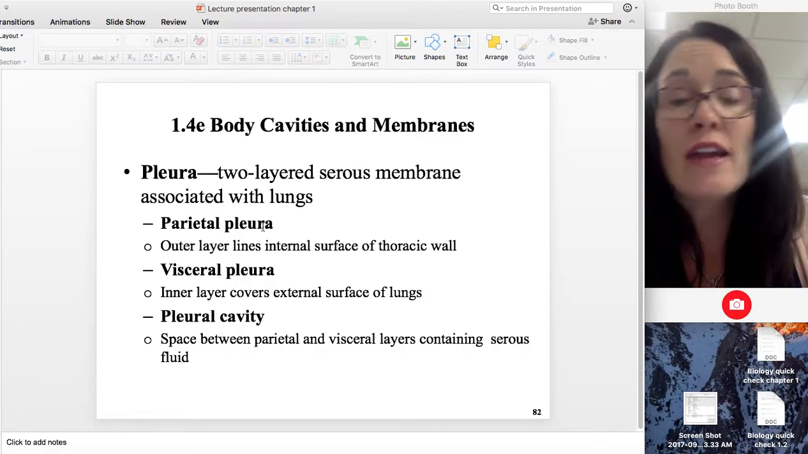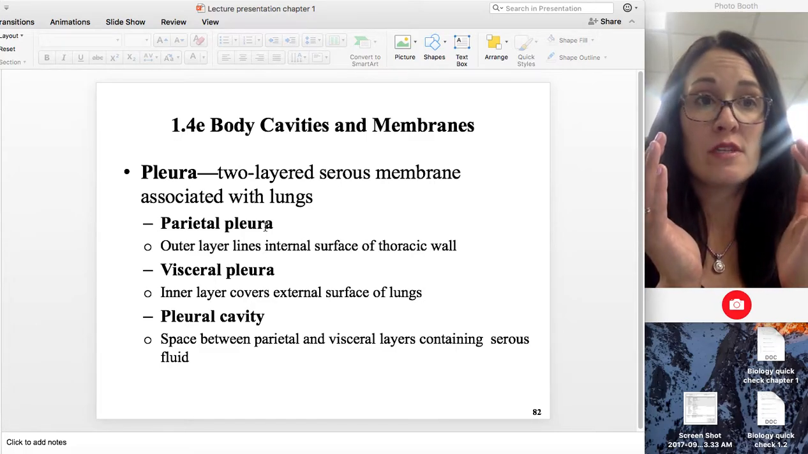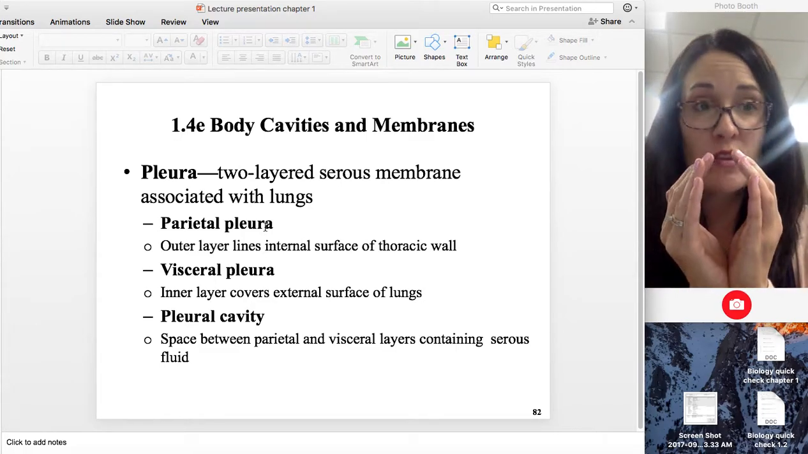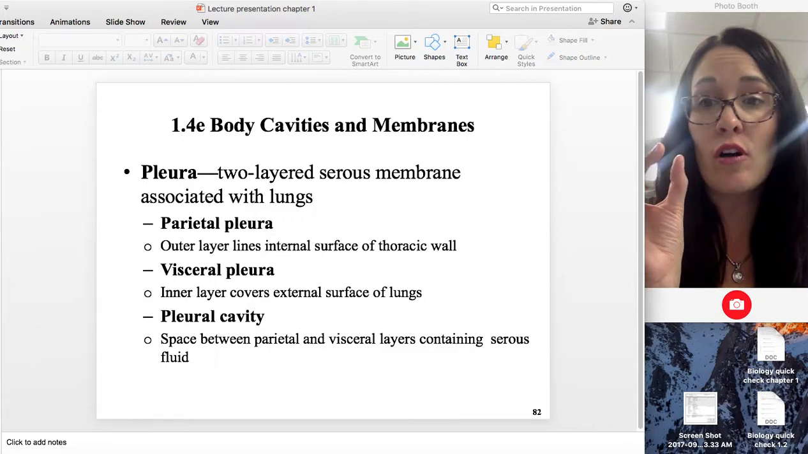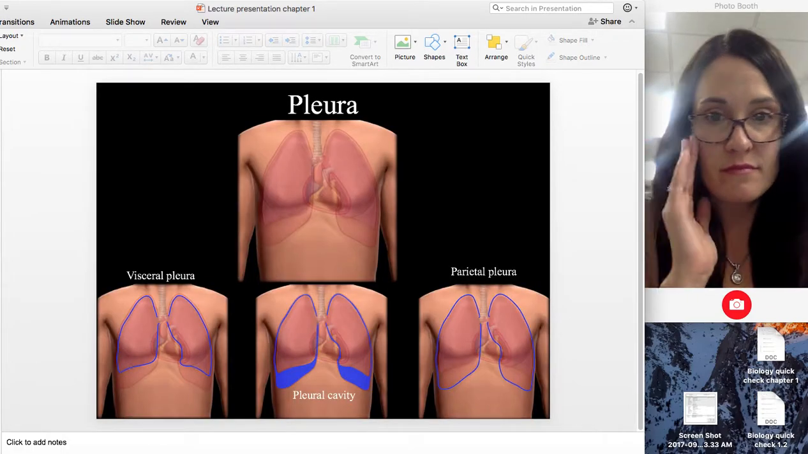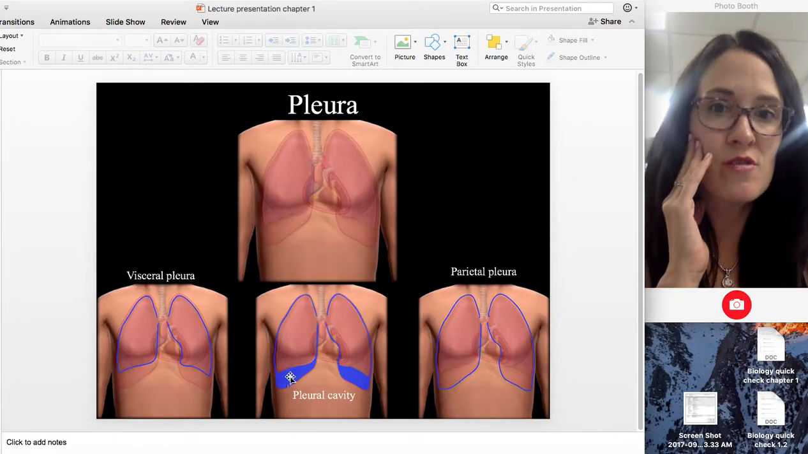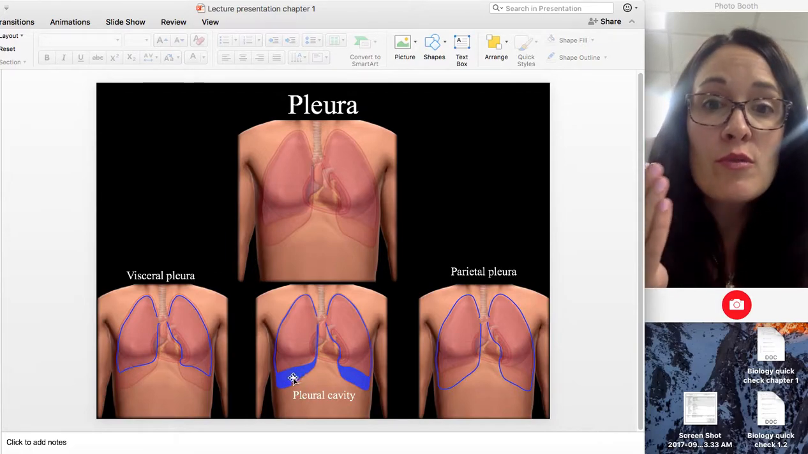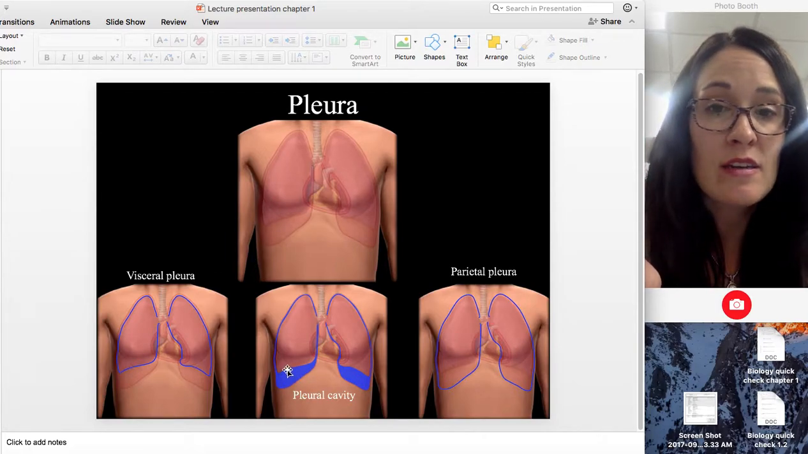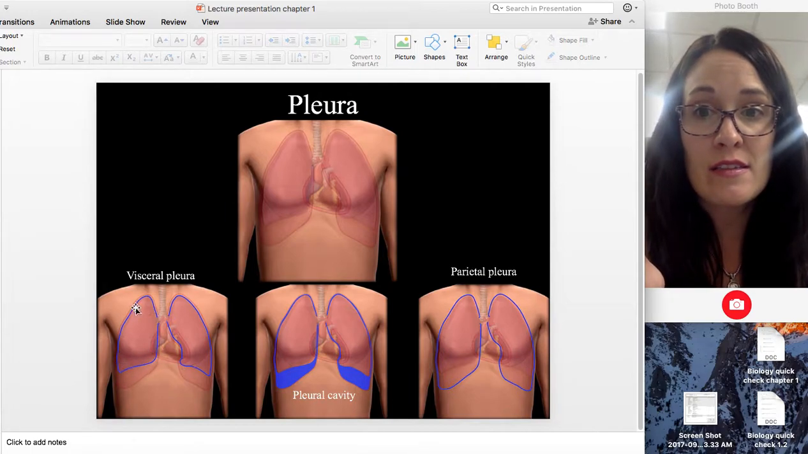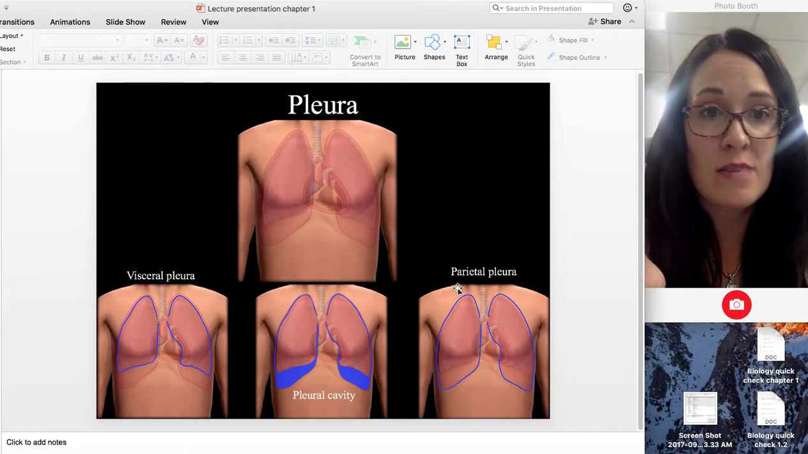So the parietal pleura is the outer layer. The visceral pleura is the inner layer, and the space between it is your pleural cavity. Look at the pleural cavity. So this is how much fluid space is in between those two layers. This is tied up against the lungs. This is tied up against the cavity.